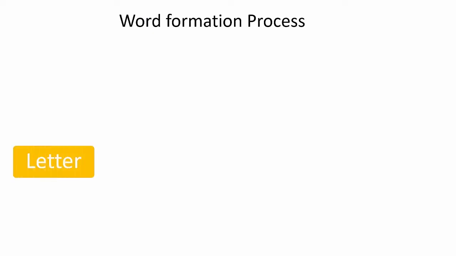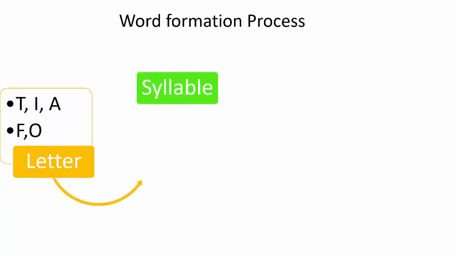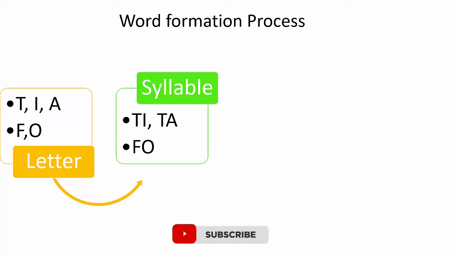And you need to understand word formation. These are the single individual letters: T, I, A, F, O. And a syllable is made with a combination of a consonant and a vowel letter. For example, T and I, T and A, F and O; these are syllables. A syllable is a sound unit in a word with a combination of a consonant and a vowel. T is a consonant, I, that is the E sound, is a vowel. So that becomes a syllable. Remember, without a vowel there is no syllable.